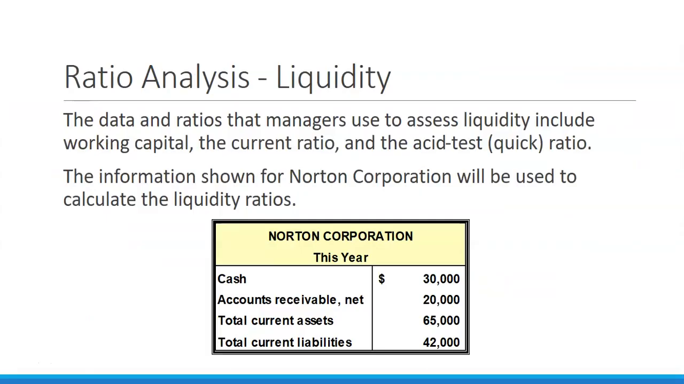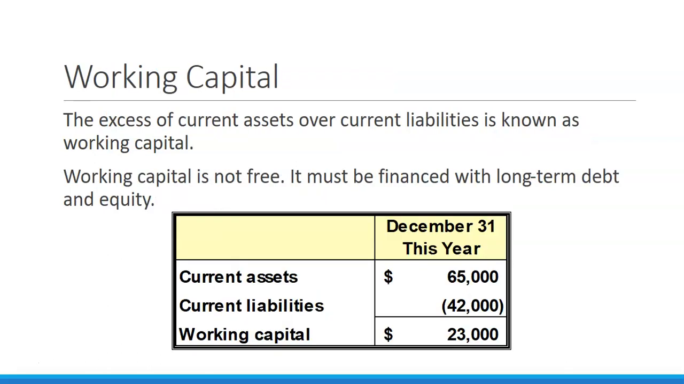When we're doing ratio analysis, ratios tell us different things. We're going to start with liquidity. Liquidity ratios include working capital, current ratio, and the asset test or quick ratio. What liquidity tells us is information about our cash flows and our ability to pay our debts quickly. So how liquid is the company?